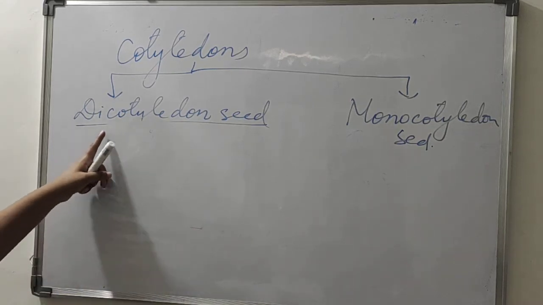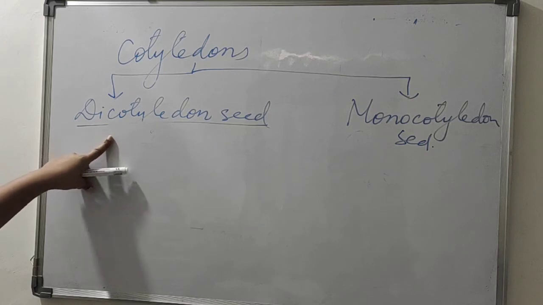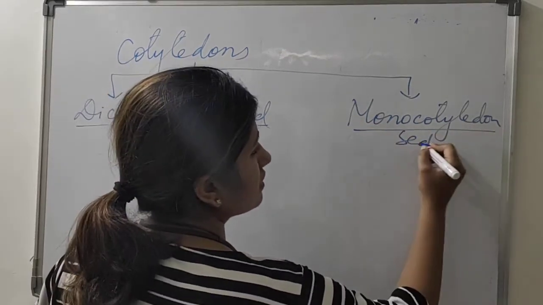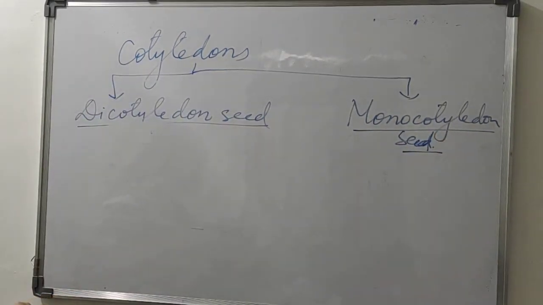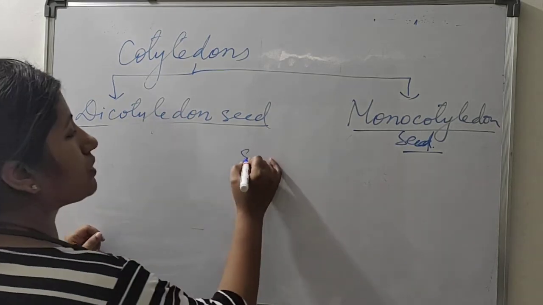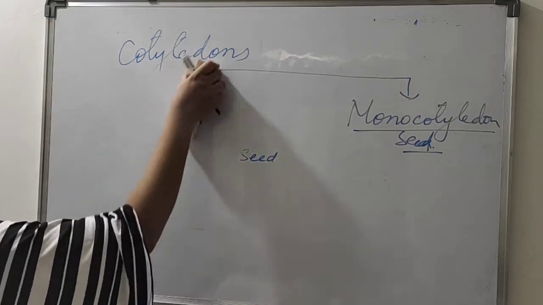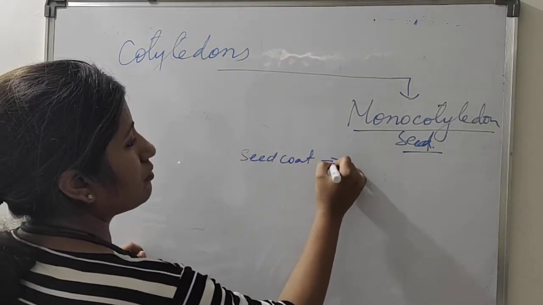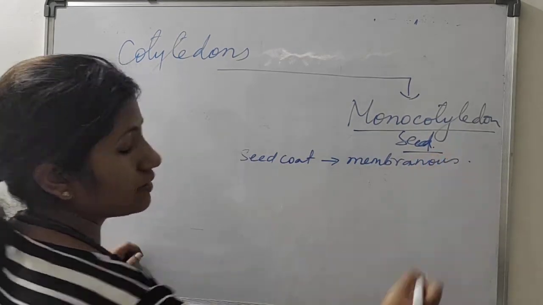For dicotyledonous seed, you have to refer to diagram figure 5.18 from page number 77. Now for monocotyledonous seed, you have to refer to diagram figure 5.19, where the seed coat is membranous. A thin layer of seed coat, a thin membrane. The seed coat is membranous.